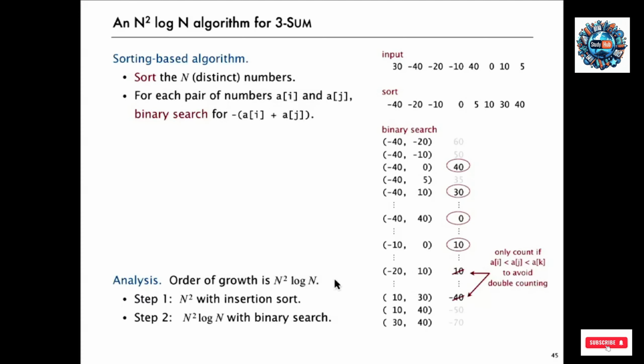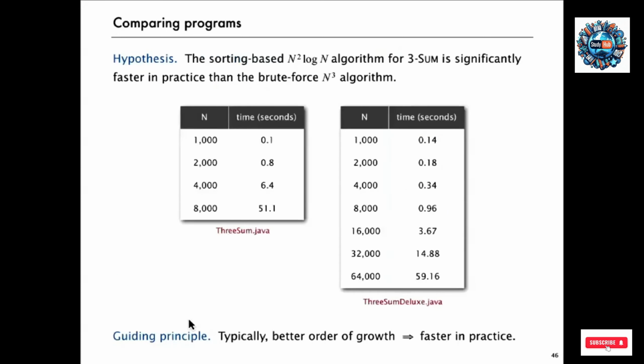Then a quick analysis says the order of growth of the running time is going to be n squared log n. You don't even need a good sort. You could use the elementary insertion sort, the first one we talk about. But for each of the n squared over 2 pairs, we're going to do a binary search, so we get an n squared log n running time. So that's a quick example of how we can improve the performance. We can find an improved algorithm to solve a problem. N squared log n is much less than n cubed for large n.